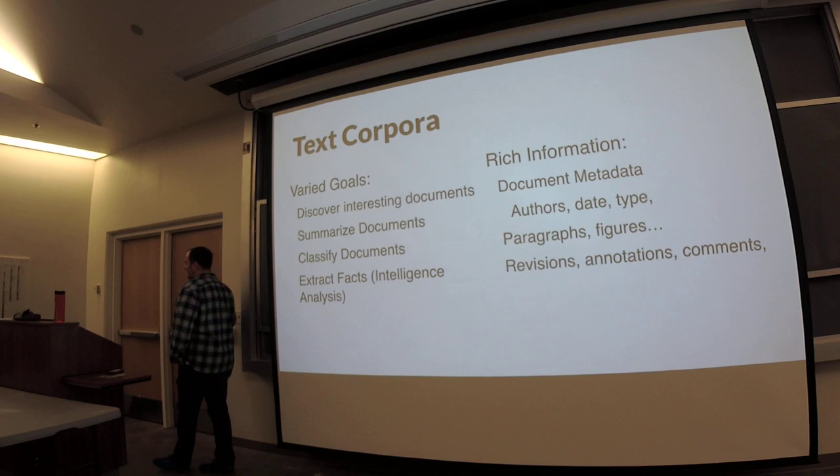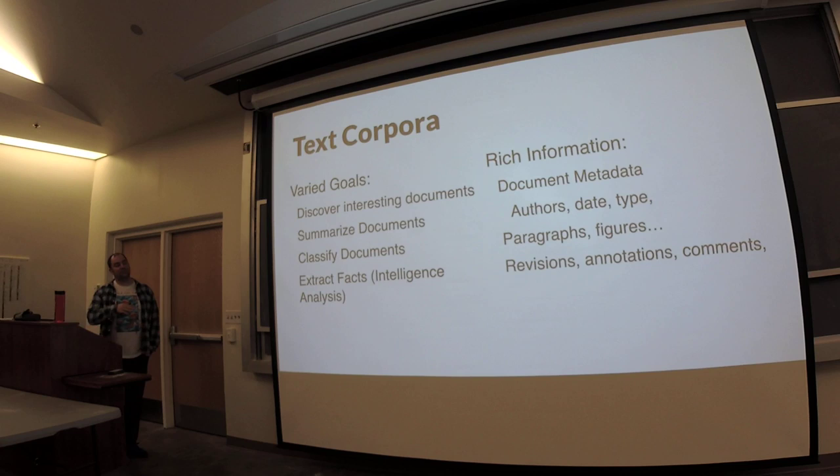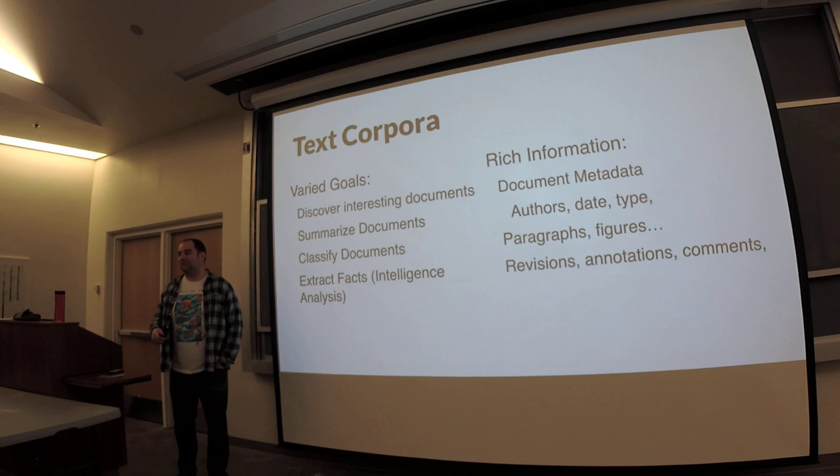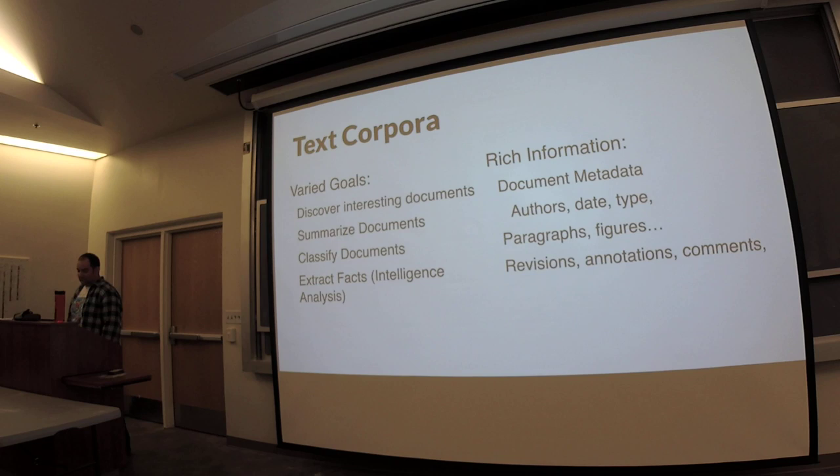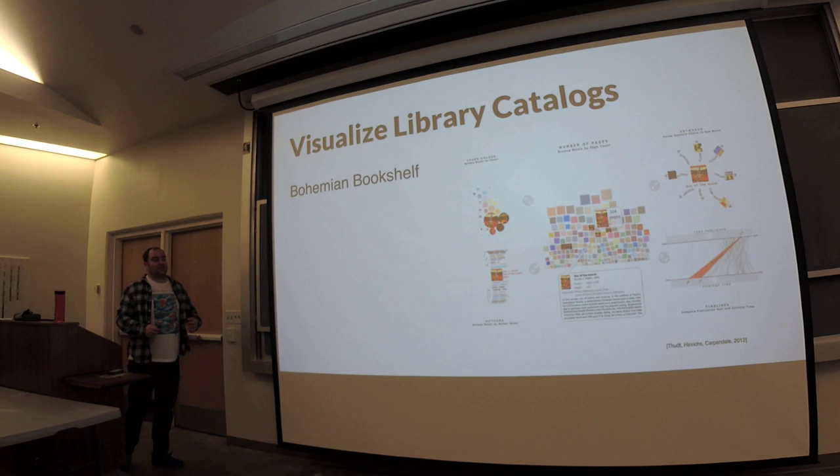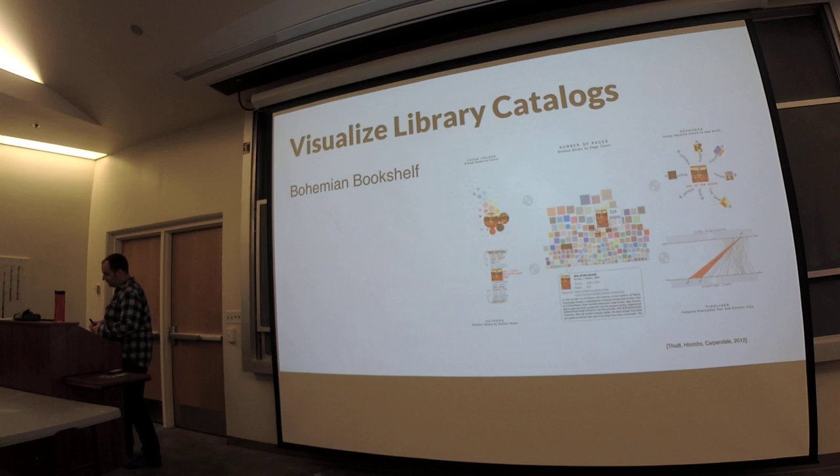And of course, you have lower level structures like paragraphs and figures. You might have revisions or annotations or comments or anything like that. So you have a little bit more metadata than in just a single document. And so there are projects that visualize a library catalog, like the Bohemian Bookshelf here. This is a project by Uta Hinrichs and Sheelagh Carpendale.